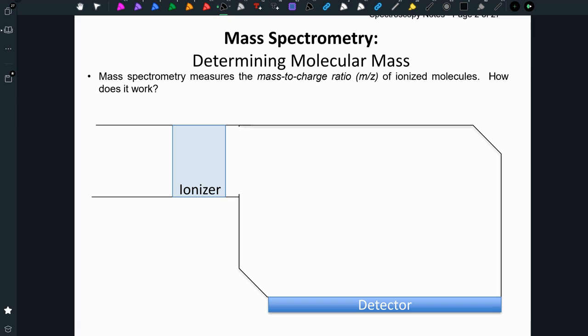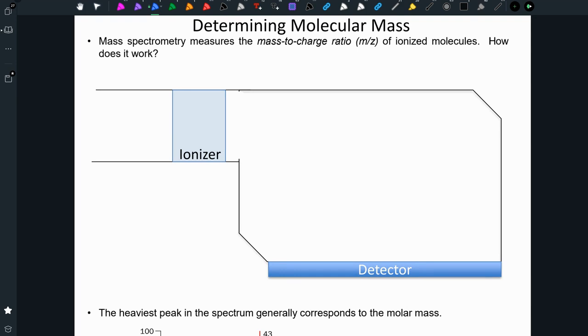So the idea is this, okay? We send molecules into our mass spectrometer. This is a very rough sketch of what a mass spectrometer would look like. And we are going to send in a stream of molecules.